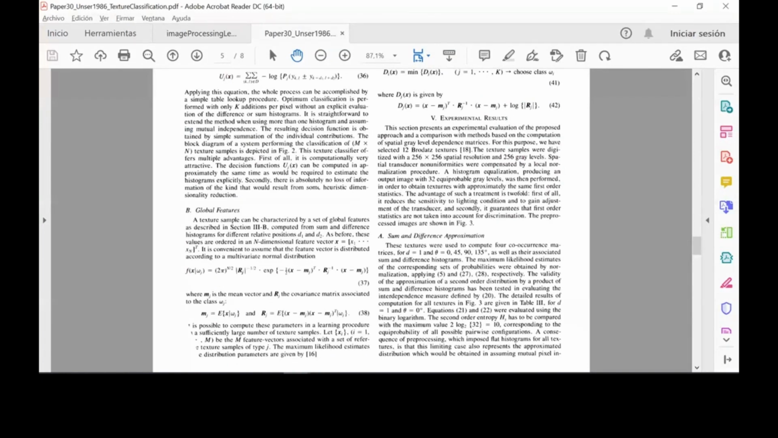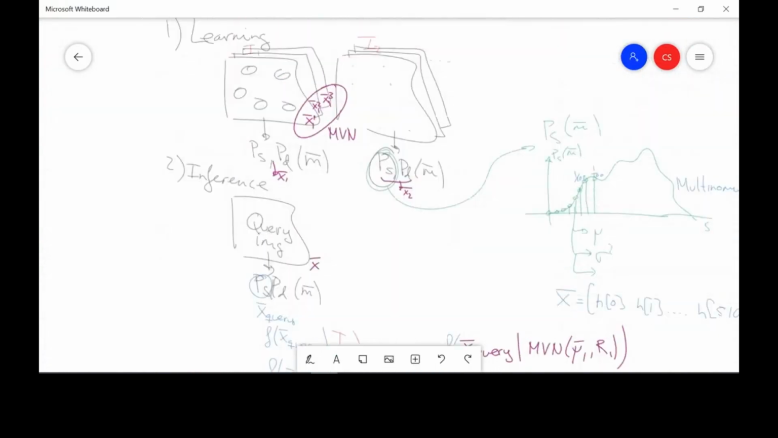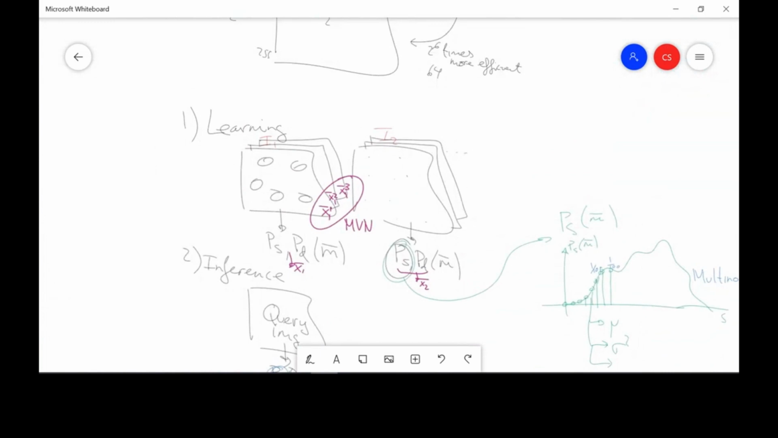How do you compute the likelihood? Okay. Here you have the expression. So it is something that depends on the query. The query is X, and it depends on the texture you are looking at. It is the mean, MJ, and the covariance matrix, RJ. So this is even cheaper, because for all this, I don't have to keep all these histograms. All I need to keep is the mean and the covariance matrix, which are much smaller.